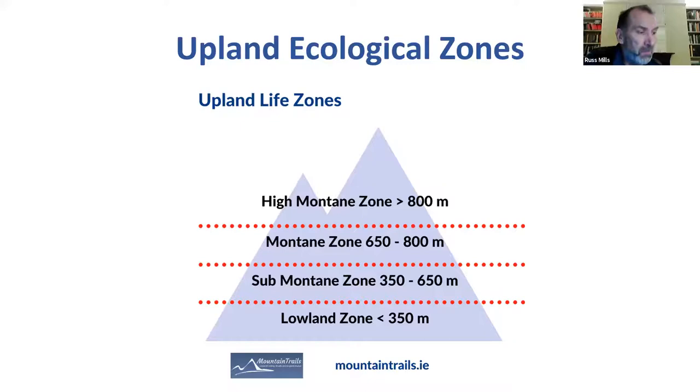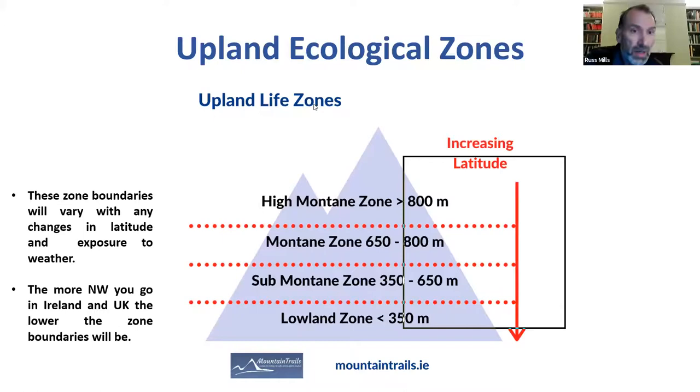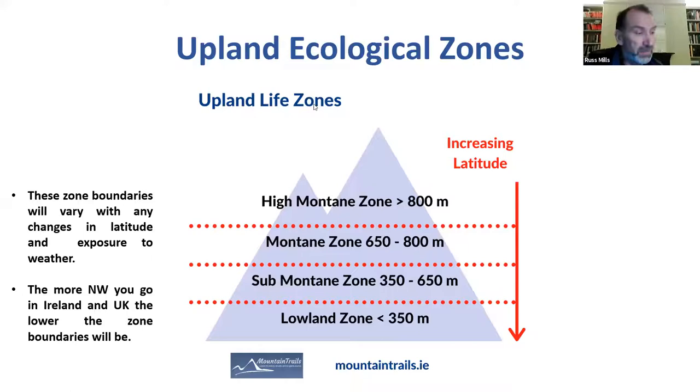And these upland zones are determined by the weather conditions that are prevalent. So clearly the weather in the high montane zone is going to be more severe than in the valleys and in the lowland zone. And the factors that really affect what plants are likely to grow within each of these ecological zones are things like rainfall, so higher rainfall in the mountains, lower temperatures, wind speed, and the sunlight or cloud cover. All of those have a factor.